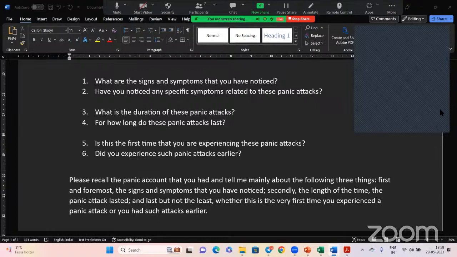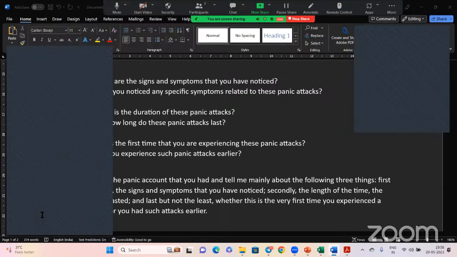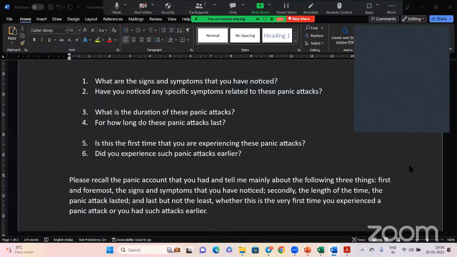Oppo A16. I don't know, the phone is not connected, I think. So, name please. Yeah. Right.